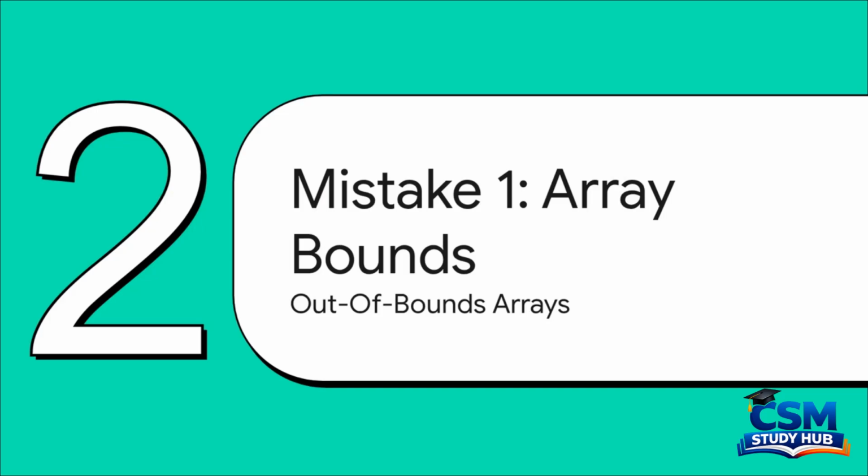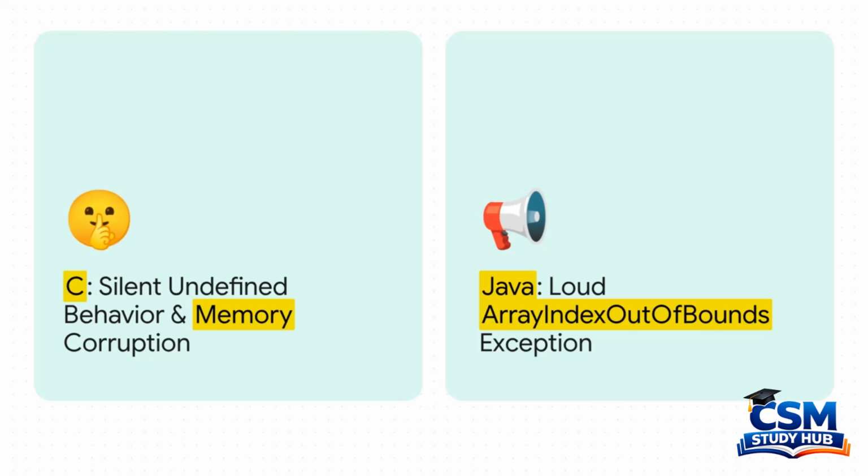Let's jump into mistake number 1, out-of-bounds arrays. This is a huge one. Notice the stark difference between C and Java here. Java is almost polite, right? It gives you this loud, beautiful exception when you step out of bounds. It stops the program and tells you exactly what went wrong. But C was built for speed, and it assumes you know exactly what you're doing. So if you step out of bounds, C just blindly accesses whatever garbage memory is sitting there. You get silent, undefined behavior, memory corruption, and unpredictable crashes that are an absolute nightmare to debug late at night.